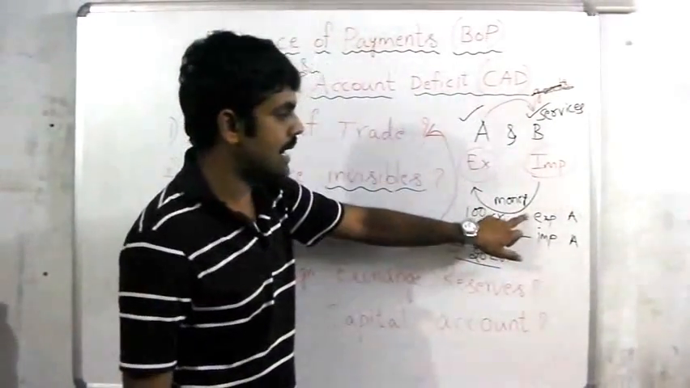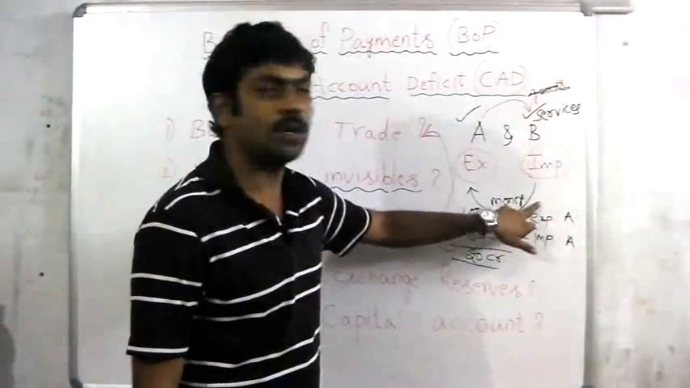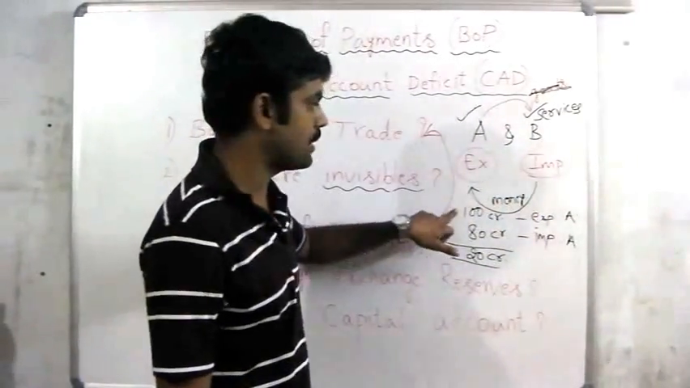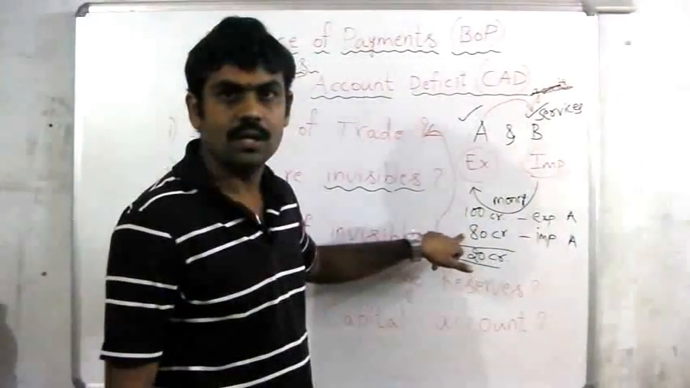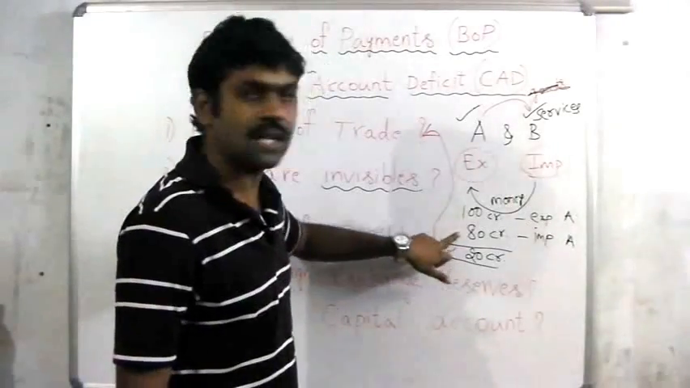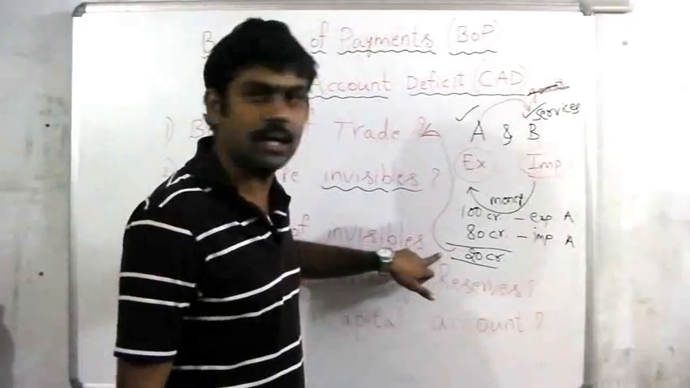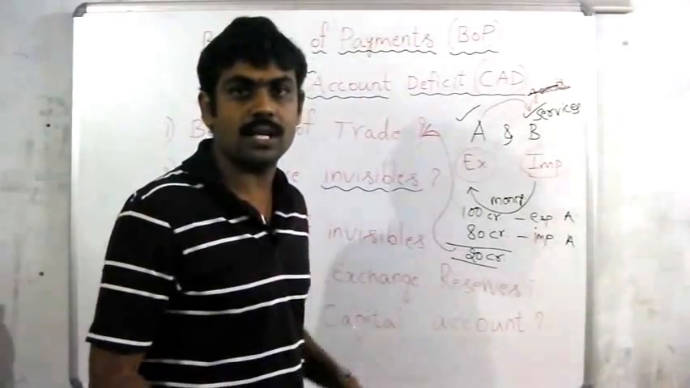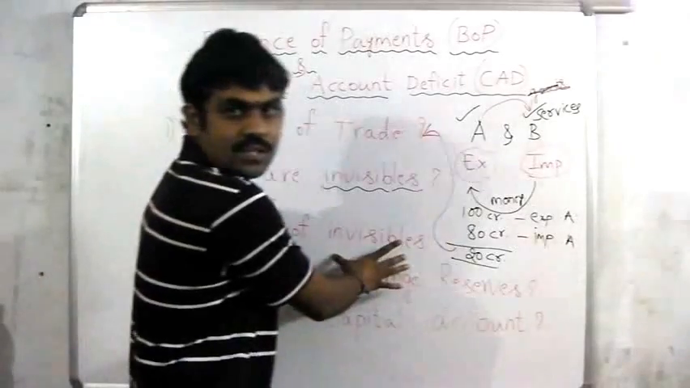The difference between the exports and imports of services, that is, export of the service C is 100 crores, import of the service D value is 80 crores. The gap, the difference between the export and import, is 100 minus 80 equals 20 crores, a positive one. So that 20 crores is a surplus in balance of invisibles.